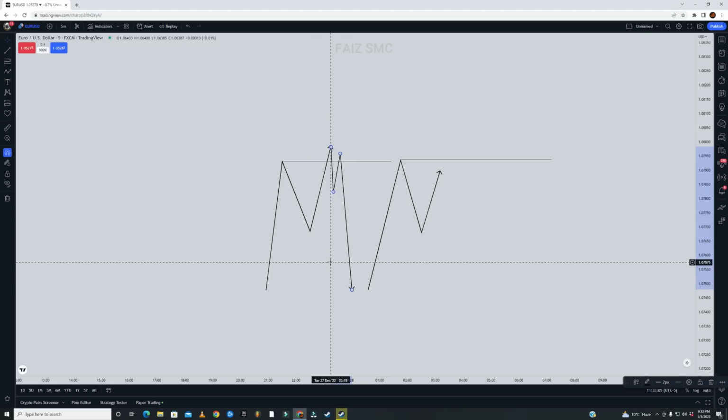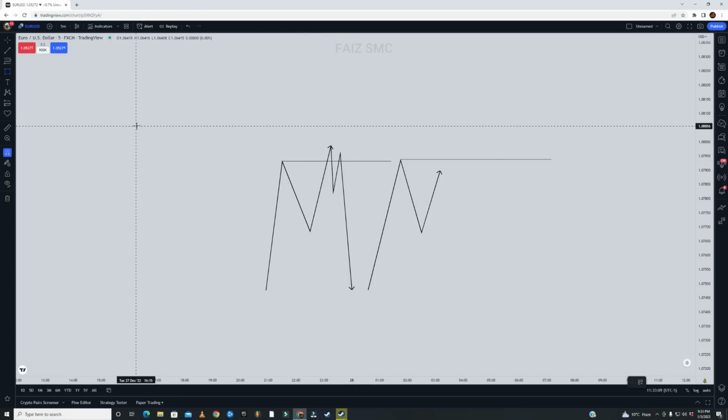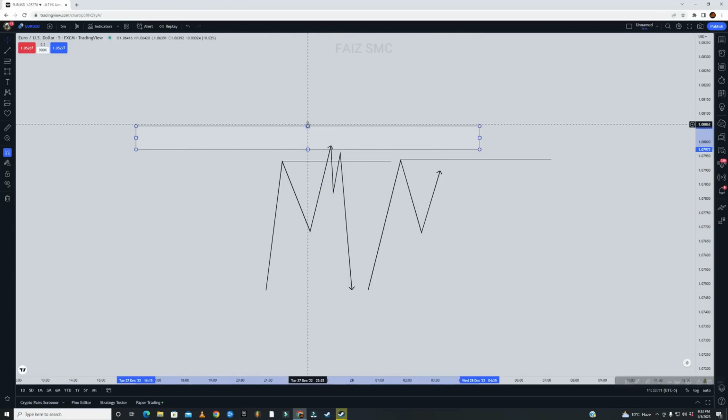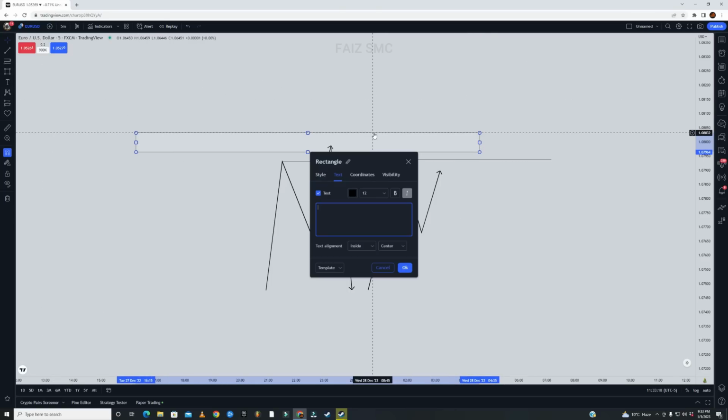Now, here's when things get more serious. How about you use a POI as well? So now what you have is an SMT divergence, right? And you have this, I don't know, old POI. It could be a 1 hour order block. So let's call it a 1 hour OB with fair value gap, right?